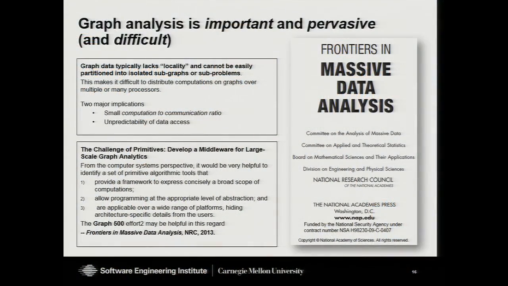So it's important, it's pervasive, but it's also difficult. Graphs are notoriously difficult to parallelize. There's a small computation to communication ratio, and there's an unpredictability of data access. If you're doing programming where you have very flat data or tabular data, you can line that data up. You can go from your disk to your main memory to your cache to your processor, so that the computer knows what data it's going to access. Graphs, by their very nature, are not like that. You have a node connected to another node. It appears to be random. And so there's a lot of communication that happens.